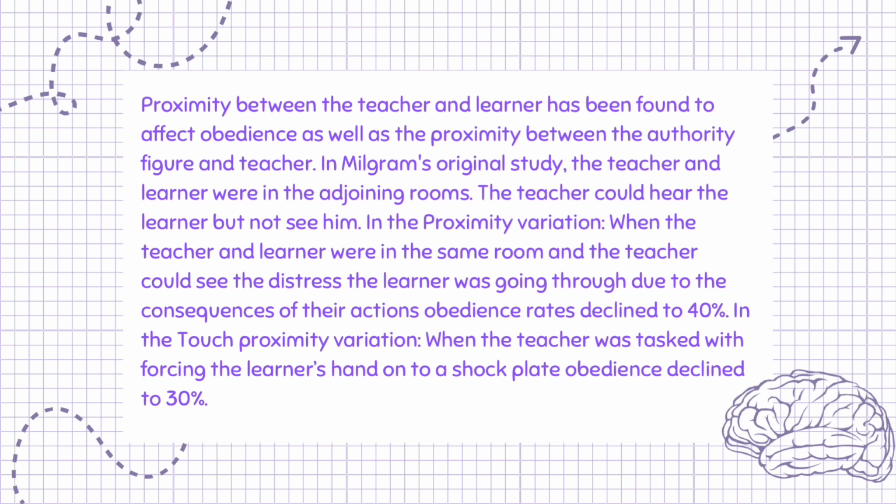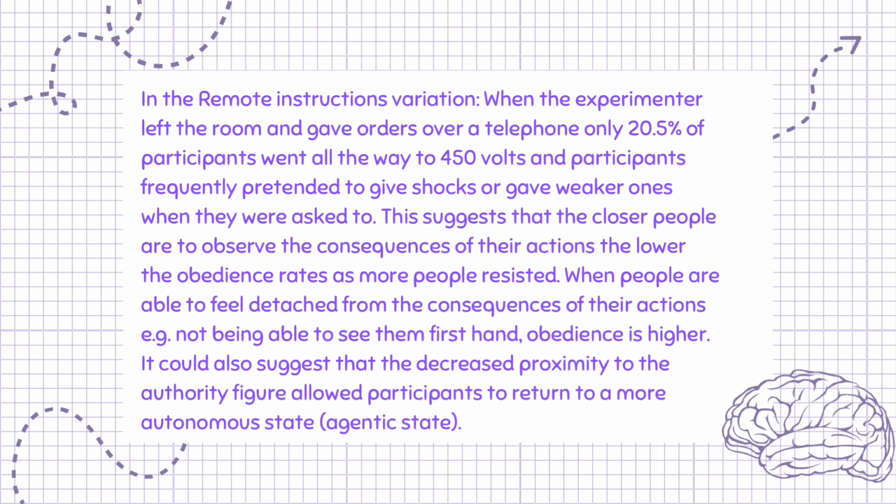In the touch proximity variation, when the teacher was tasked with forcing the learner's hand onto a shock plate, obedience declined to 30%. In the remote instructions variation, when the experimenter left the room and gave orders over a telephone, only 20.5% of participants went all the way to 450 volts, and participants frequently pretended to give shocks or gave weaker ones when they were asked to.